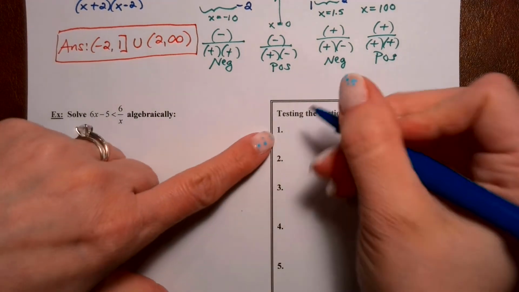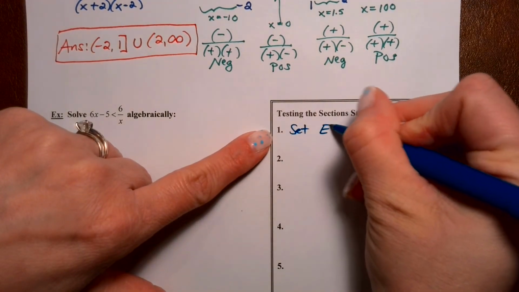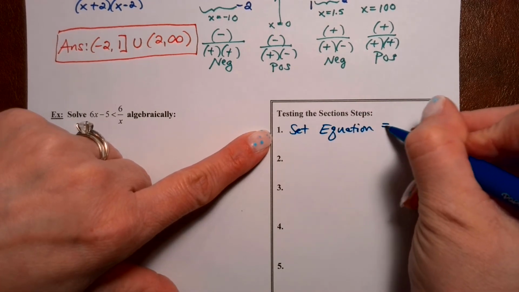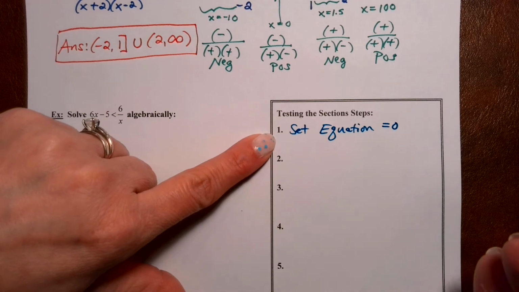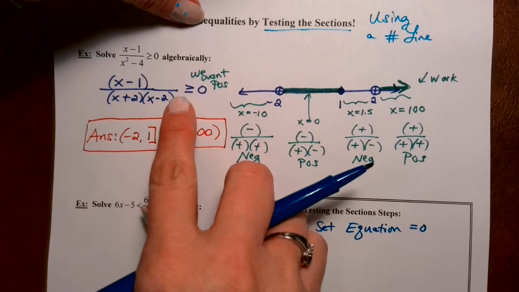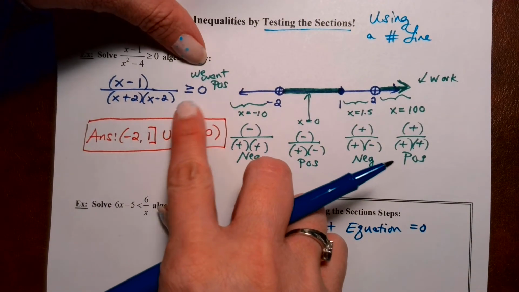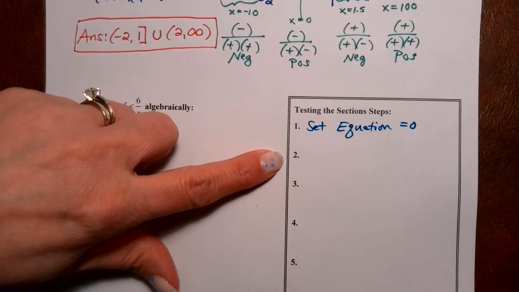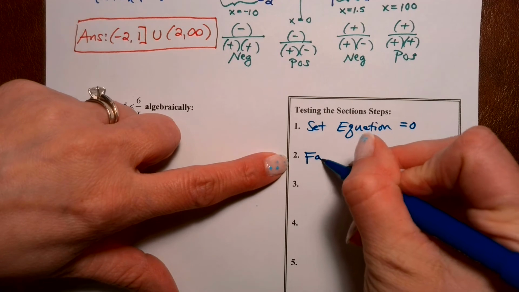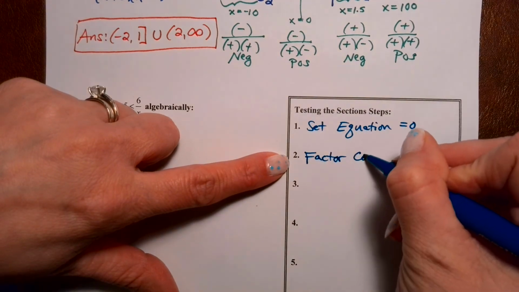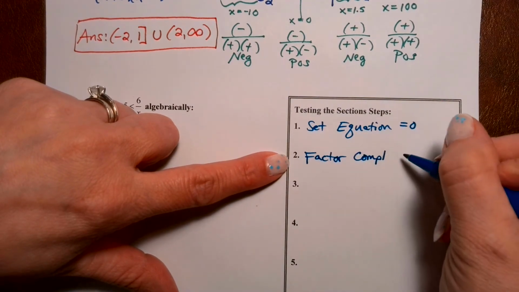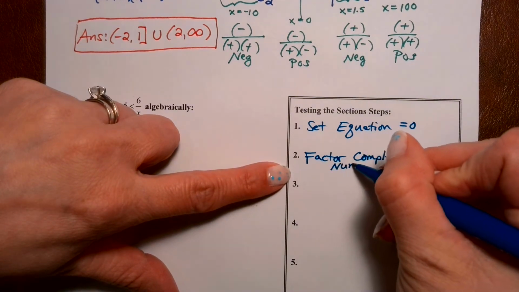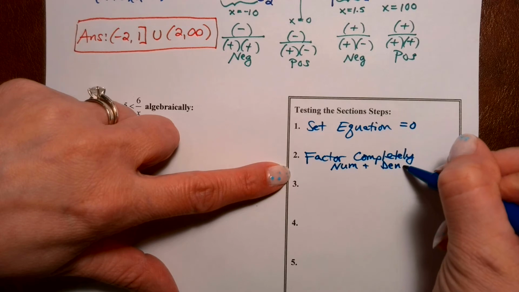The first one is to set the equation equal to 0. What that means is get everything to one side and make a 0. You have to be able to say greater than 0 or less than 0, in other words, positive or negative. The second step is to factor completely, the top and the bottom. Factor completely the numerator and the denominator.